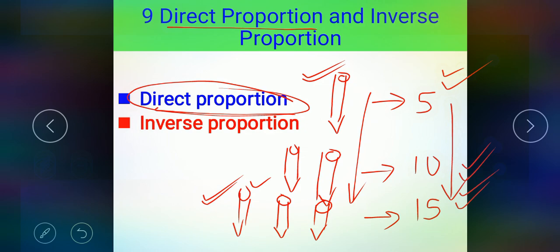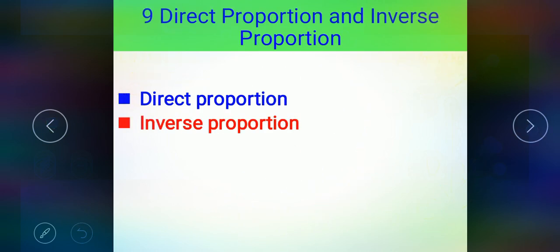Now let us take one more example. Suppose I have to travel from my home to my school. Students, you will listen very carefully. Suppose I am on a bike. If I increase the speed, it will take less time to reach school. But suppose I go slowly, I decrease the speed. What will happen, students? It will take more time.